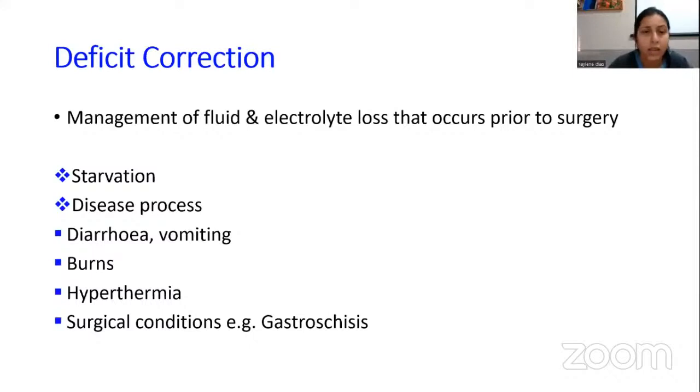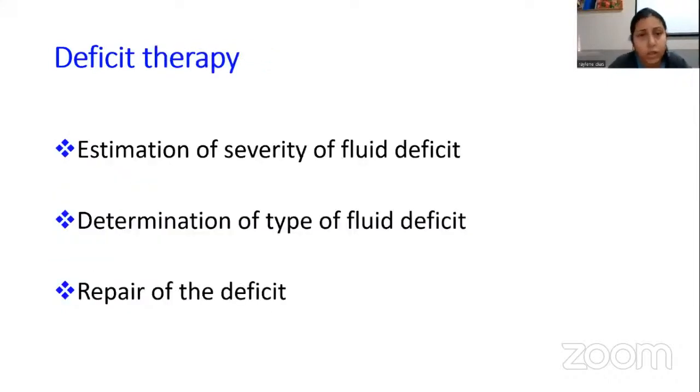Like in this child, there is diarrhea, vomiting. You could have a child with burns. You could have a child who is hypothermic, and you have to replace those losses. Or you could have a child with certain surgical conditions like gastroschisis, where the preoperative losses are huge and very variable. So this deficit therapy has to be estimated. You estimate the severity, then you determine the type of deficit, and finally you repair the deficit.